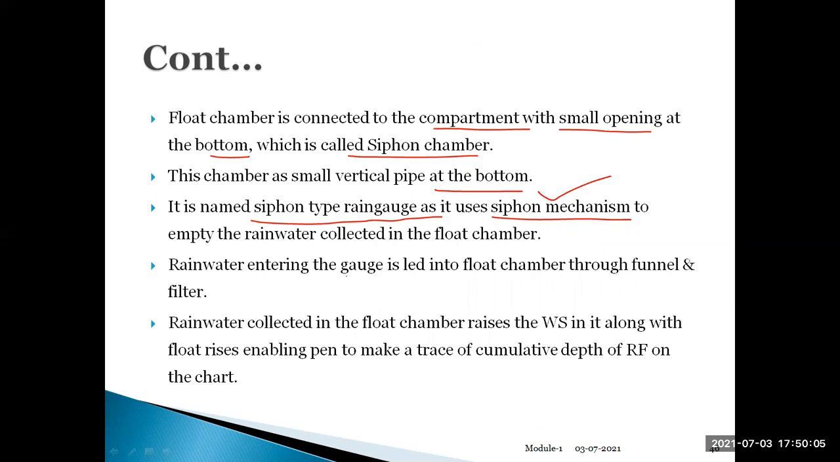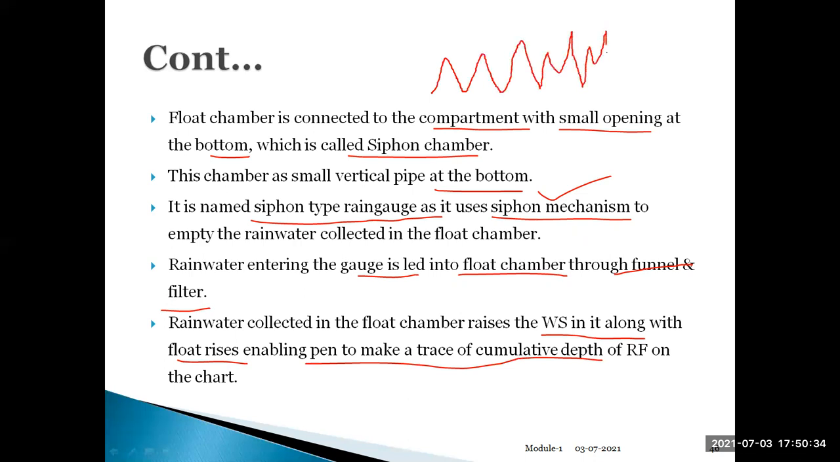The rainwater entering the gauge is led to the float chamber, as I have told, through the funnel and the filter, and the rainwater collected in the float chamber raises the water surface in it along with the float. Once the rainwater gets collected, it rises up. The float also will rise, enabling the pen to make traces of cumulative depth. So it will automatically draw the depth of rainfall in the chart like this.